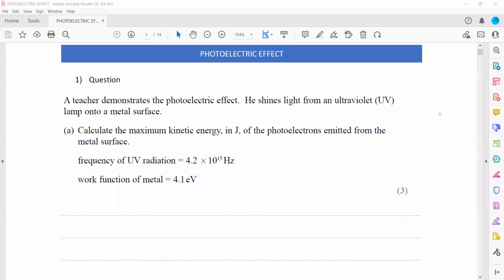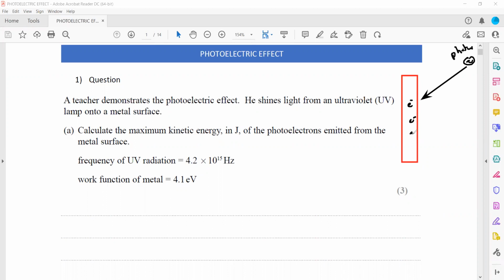So the photoelectric effect refers to the phenomenon which we observe when light in the form of particles falls on the metal surface. The particle which carries the light energy is called a photon. So light in the form of photons strikes the metal surface.